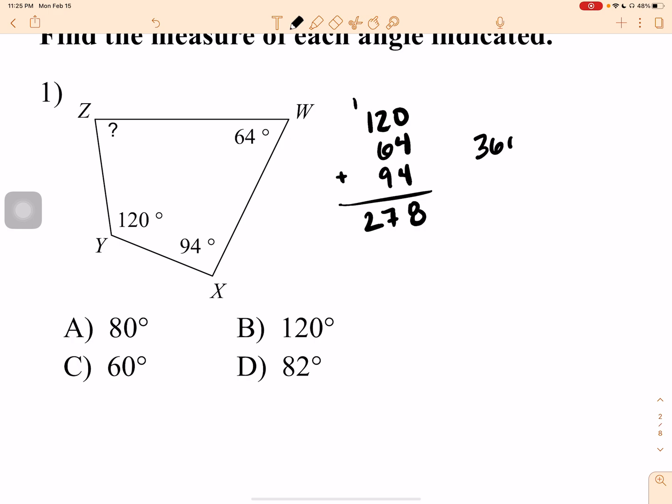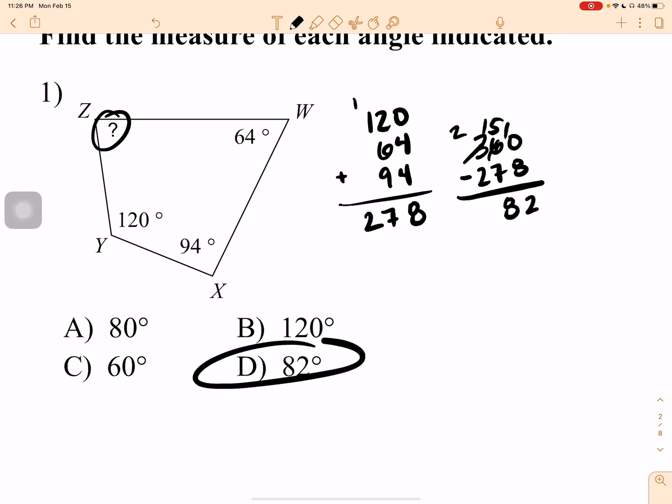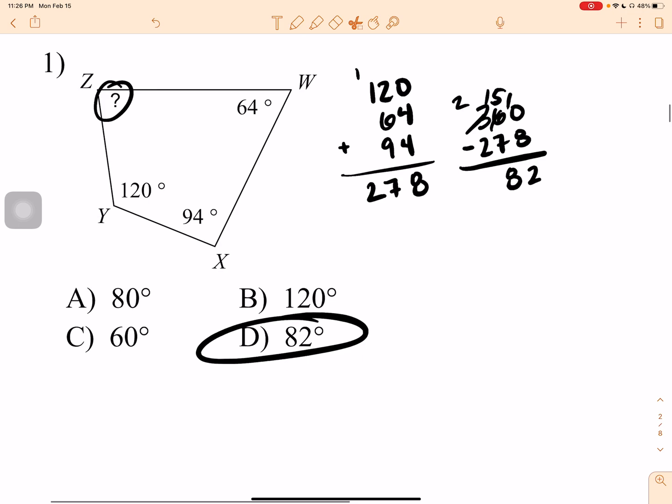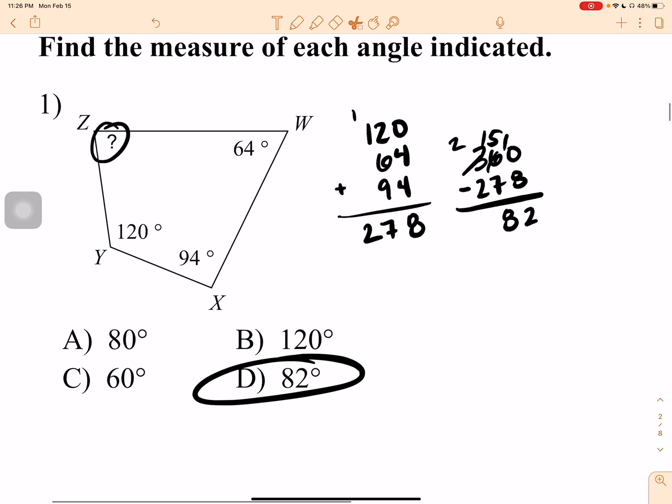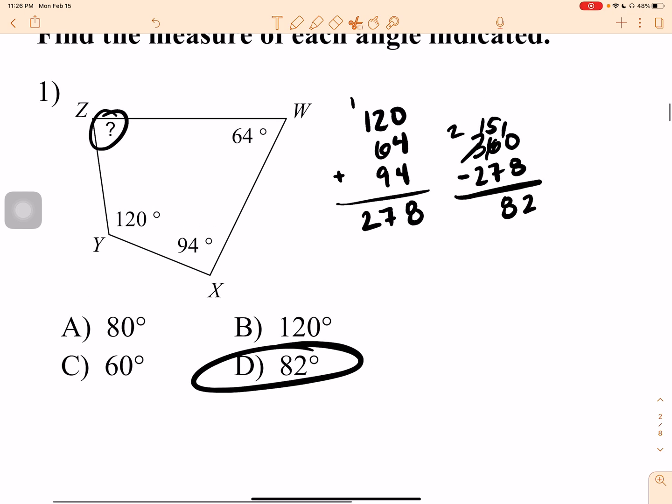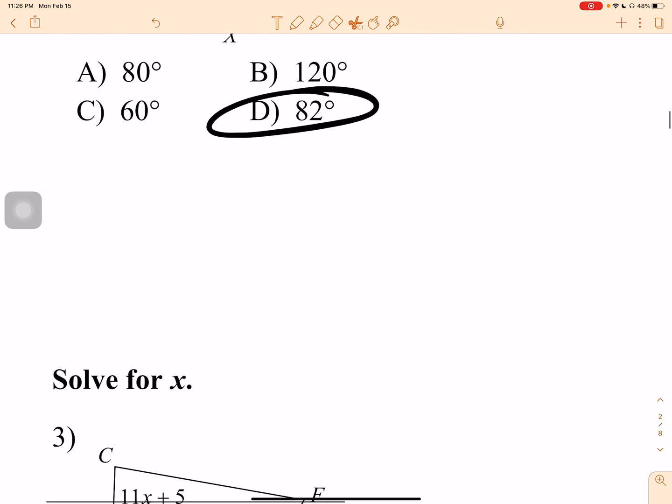So now if all those 3 add up to 278, I can find my missing one by subtracting 278 from 360. Okay, so it should be 282. Answer should be D. And I can check my answers at the end as well, just like you guys should be, as you go through. I don't want to give you motion sickness by me flipping back and forth through the answers though, so I'll check them after.